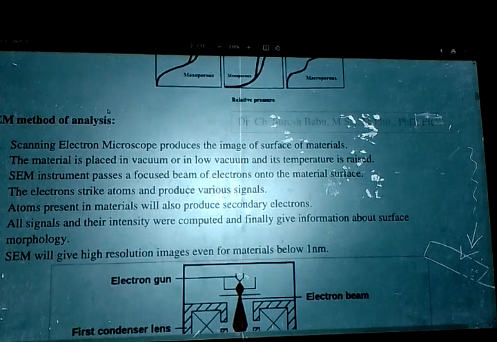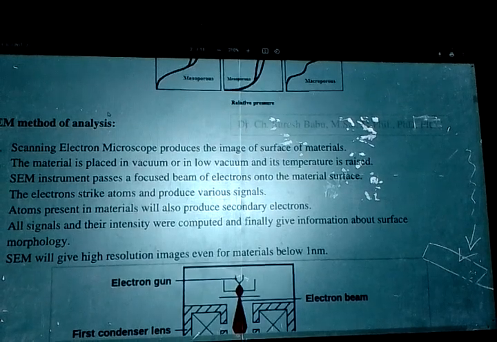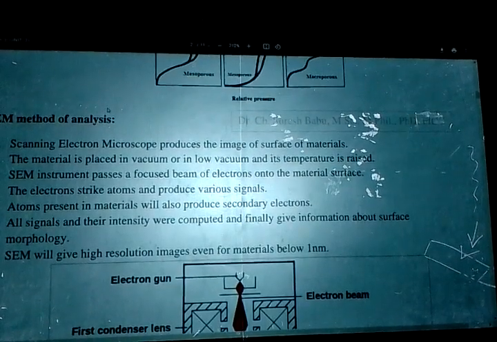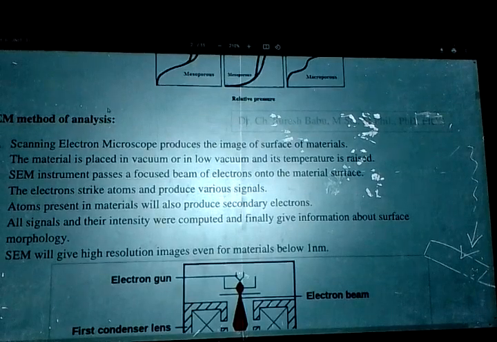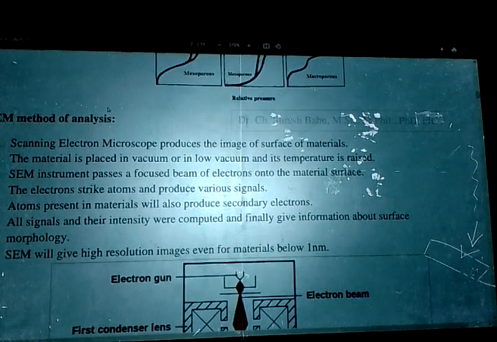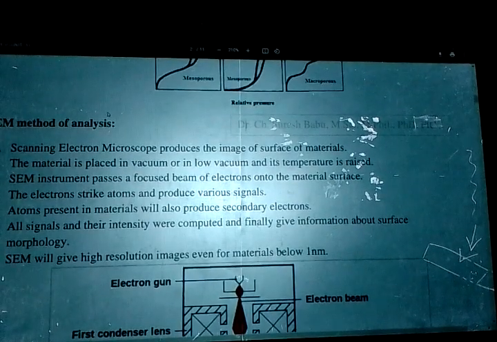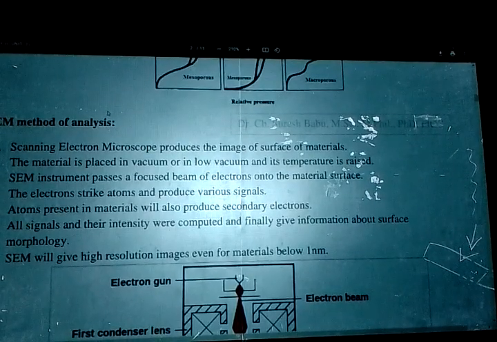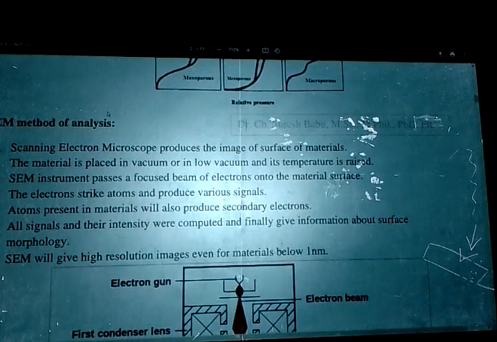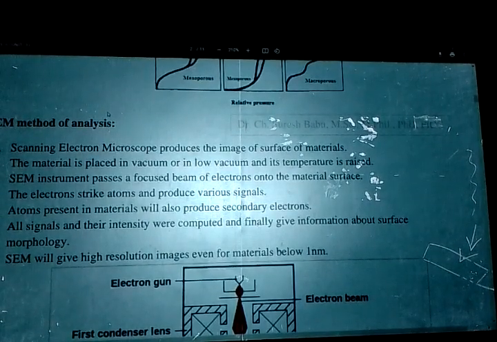And next, atoms present in the material. That means whatever sample we have taken, the atoms in that sample will produce secondary electrons when the electrons are striking the sample. And all signals and their intensity. Whenever the electrons are coming and striking the sample, who is developing signals, right? Before the secondary electrons, we are getting signals. We need signals. So now all these signals and intensities are computed.